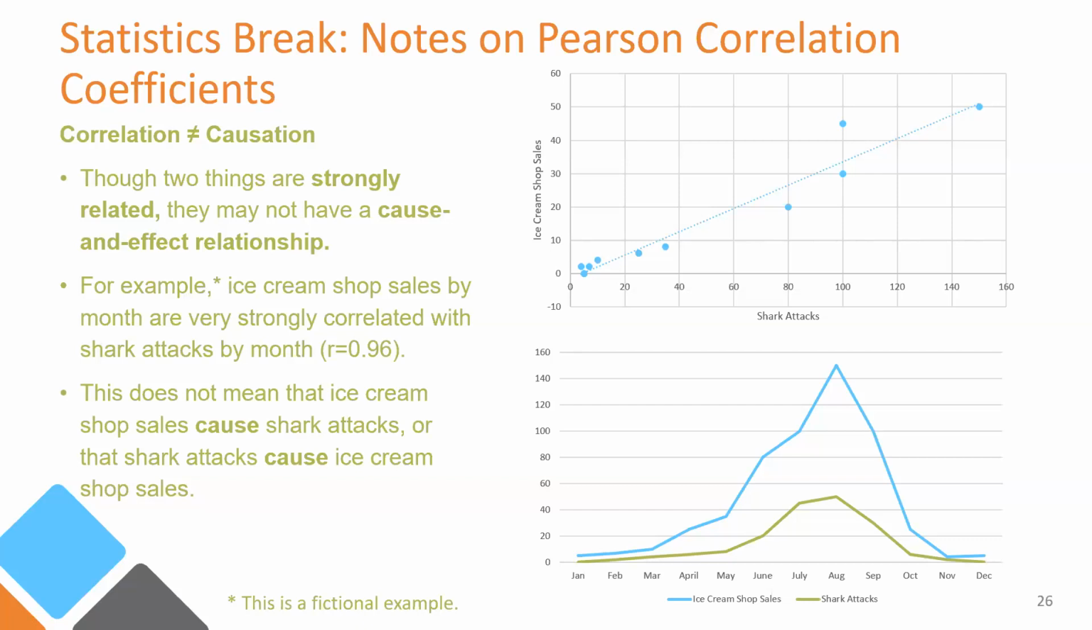The example that I'm going to walk us through is ice cream shop sales by month and shark attacks by month. If you look in the graph to the right on the bottom there, you can see that ice cream sales peak in the summer, but so do shark attacks. Even though those two variables are strongly related, it doesn't necessarily mean that ice cream shop sales cause shark attacks or that shark attacks cause ice cream shop sales. That doesn't really sound like a likely explanation. So next slide, please.